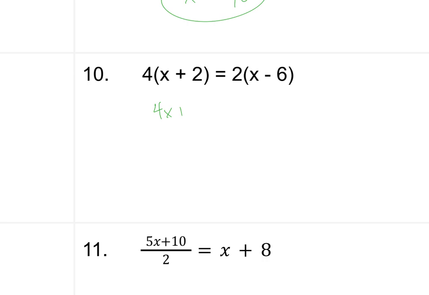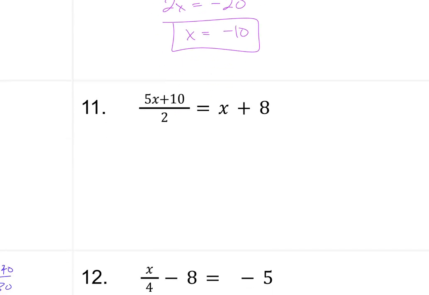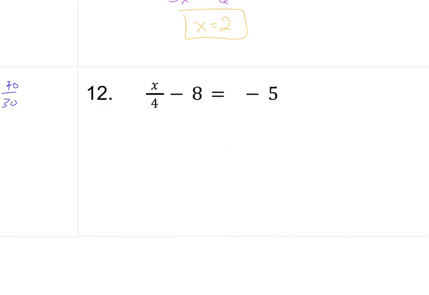Distribute the 4. Distribute the 2. Subtract 2x. Subtract 8. Multiply both sides by 2. Subtract 2x, subtract 10. Add 8. Multiply by 4.